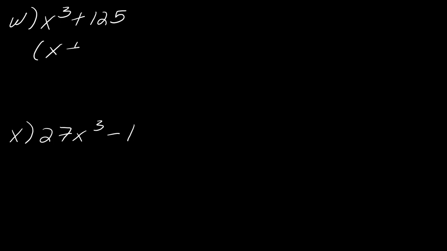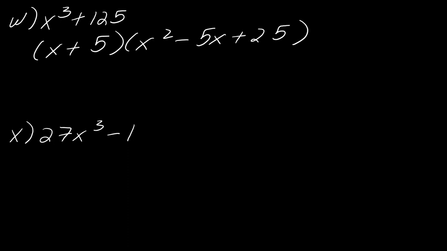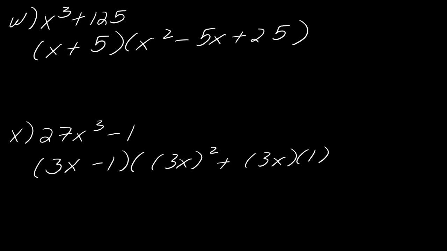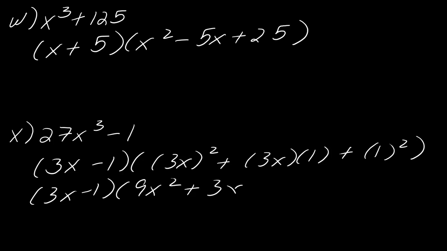So this one's going to factor then as x plus 5 times x squared minus 5x plus 25. And then this next one is going to factor as 3x minus 1, and then this is going to be 3x squared plus 3x times 1 plus 1 squared, right? So I'm just filling in those pieces. So if I were to simplify all of this, this would become 3x minus 1 times 9x squared plus 3x plus 1. And so that would be the final answer.